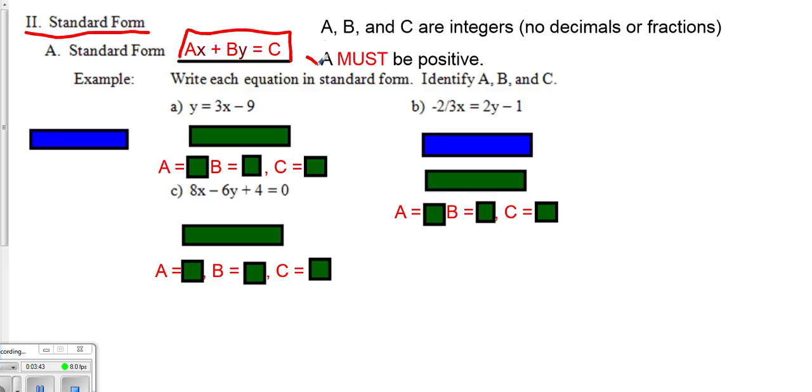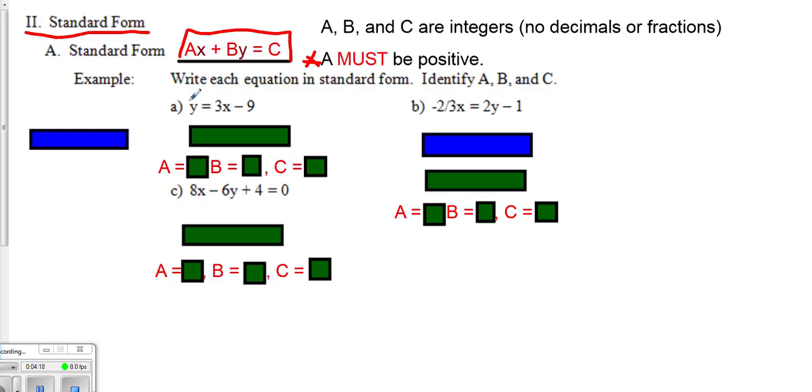One other thing to note, if you want to put a little star by this one: a must be positive. This first number in front of x must be a positive number for it to be in standard form. Standard form is ax plus by equals c, and a must be positive. a, b, and c are also all integers. So it's very important to remember a, b, and c are all integers. A has to be positive.